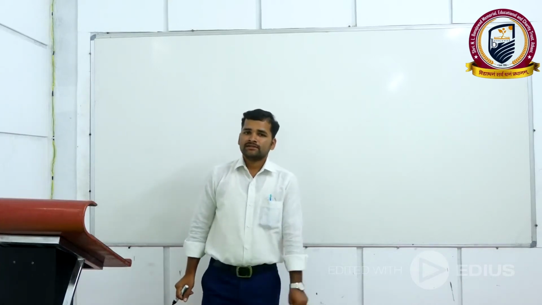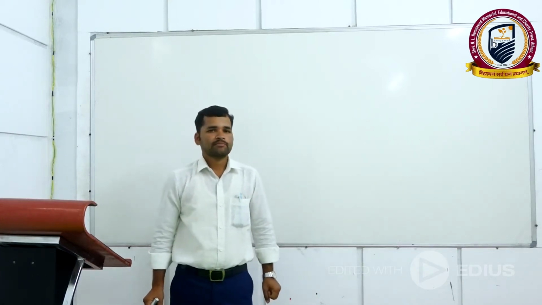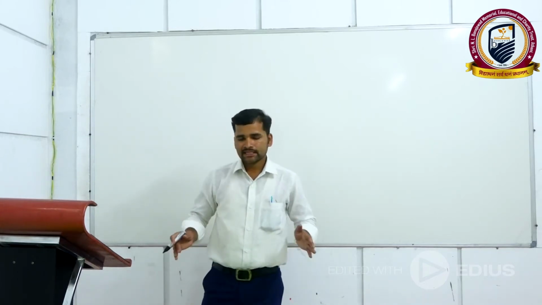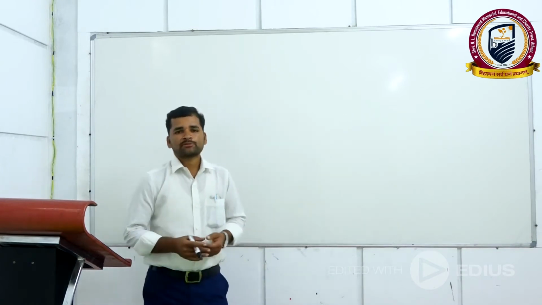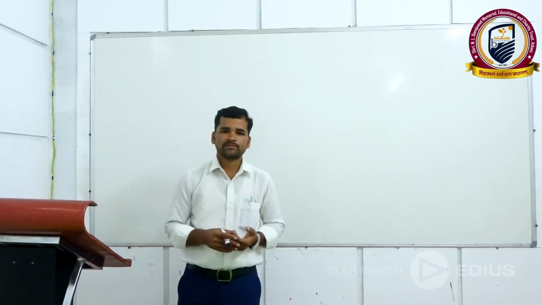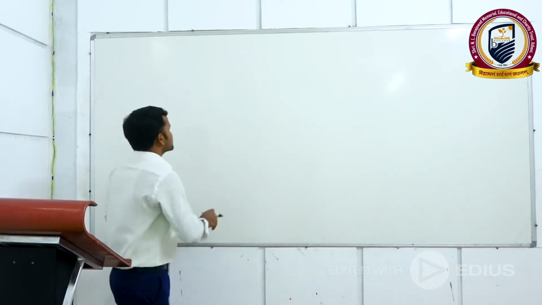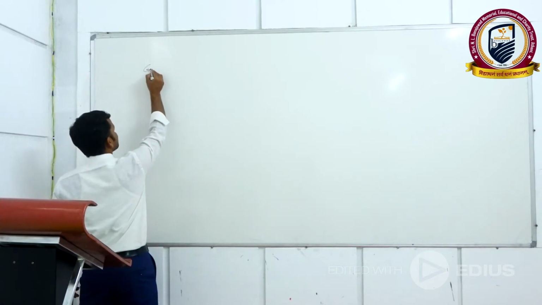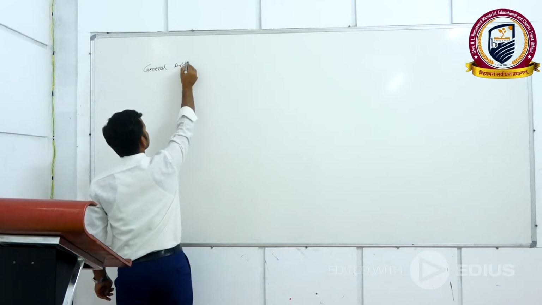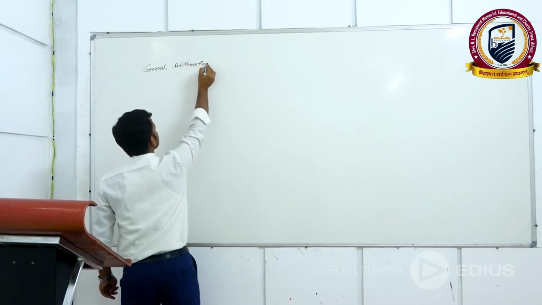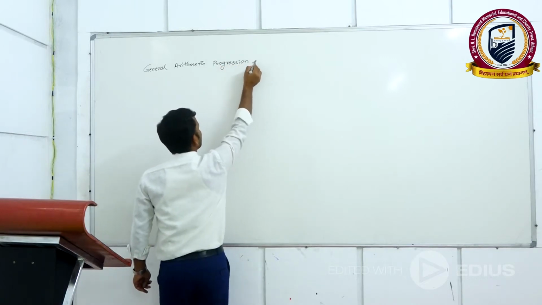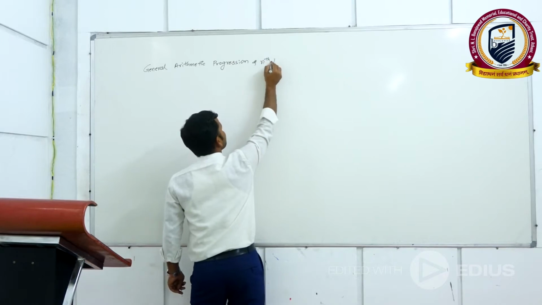Students, in the last session we explained the properties of arithmetic progression and also the definition of arithmetic progression. In this class we will write the general arithmetic progression, the nth term of the arithmetic progression, and also the sum of the first n terms of the arithmetic progression. So first one, general AP, general arithmetic progression. And nth term also we will write.